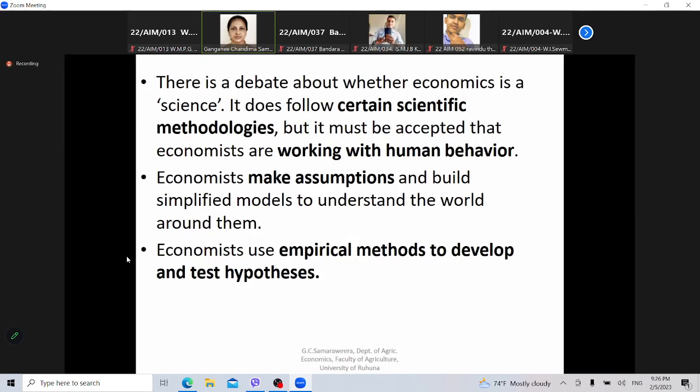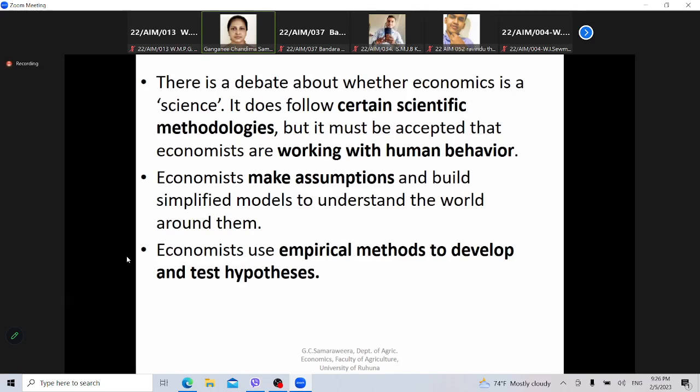Another thing: economists make assumptions and build models to understand the world around them. First, they assume that demand is gradually decreasing as price rises. Let's say a shirt for boys: when it is 100 rupees, you will purchase one. When it is 50 rupees, you will purchase two. When it is 10, you will purchase five. So gradually, when the price decreases, the quantity purchased will increase.